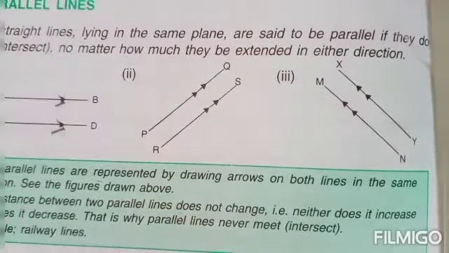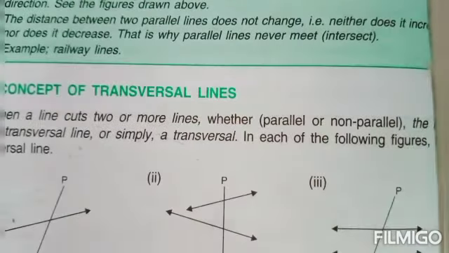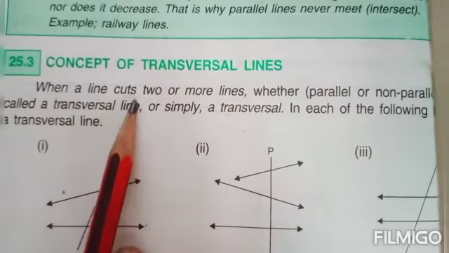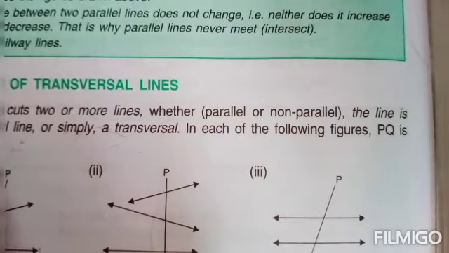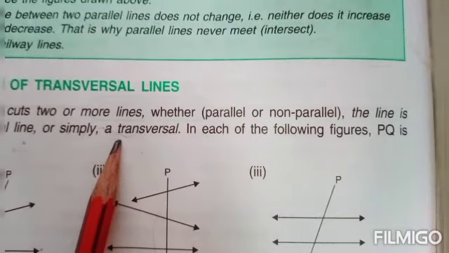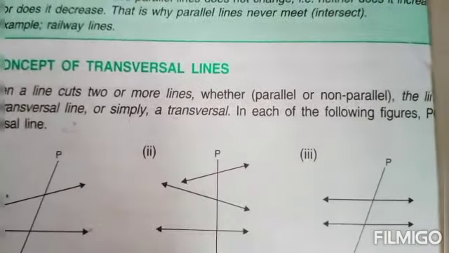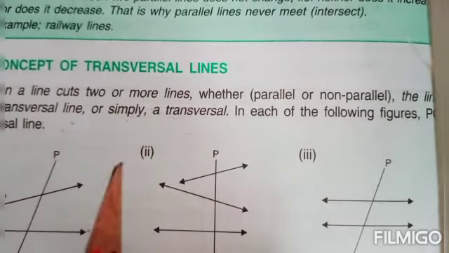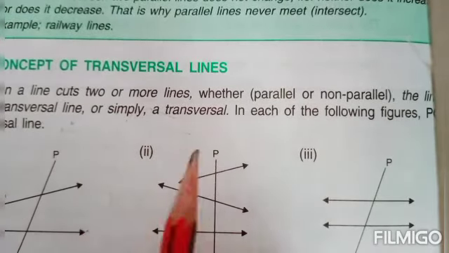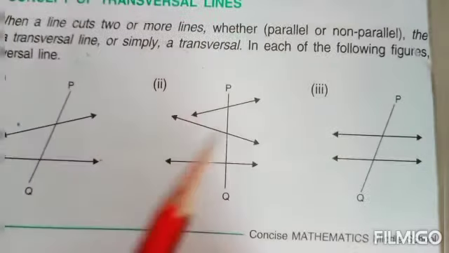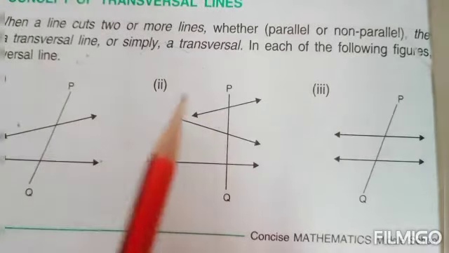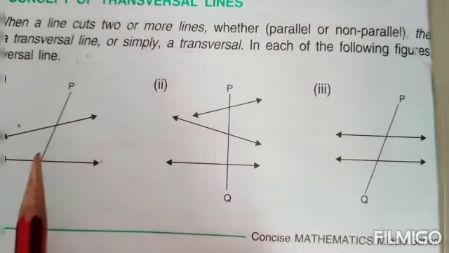Next topic, concept of transversal lines. When a line cuts two or more lines, whether parallel or non-parallel, the line is called a transversal line, or simply a transversal. So, if a line is cutting two or more lines, those lines can be parallel or non-parallel. If a line cuts two or more lines, then we can say that line is called a transversal.